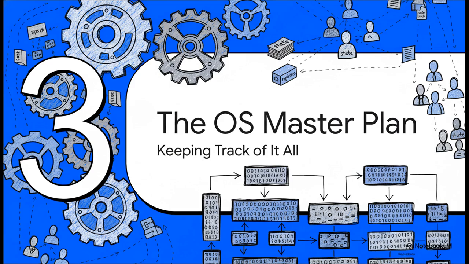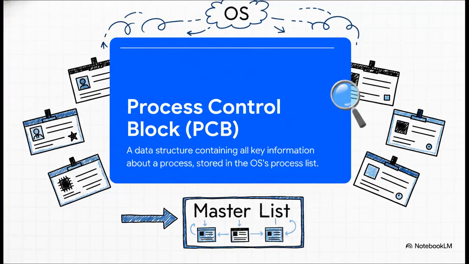So how in the world does the operating system keep all this straight? How does it remember the state, the registers, and everything else for hundreds of processes at once? Well, it has a master plan, and it's all built on a few key data structures. The absolute cornerstone of this plan is the Process Control Block, or PCB.